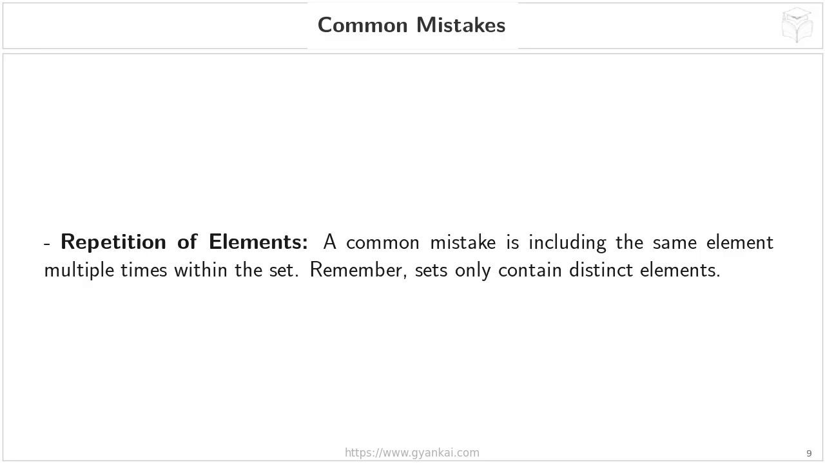Common mistakes. A very frequent error is accidentally including the same item more than once when you're listing the elements of a set. Remember, from our earlier discussion, a set, by definition, contains distinct objects. That means each element must be unique. So if you're listing the set of even numbers, for example, you wouldn't write something like 2, 2, 4, 6. The 2 appears twice, and that's incorrect. The correct representation would be 2, 4, 6.